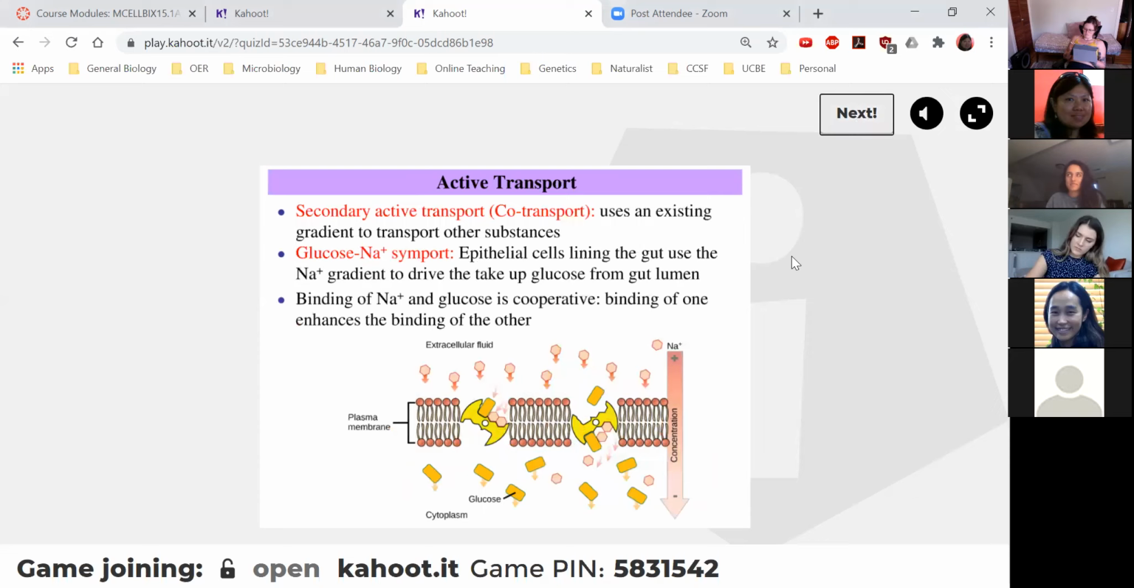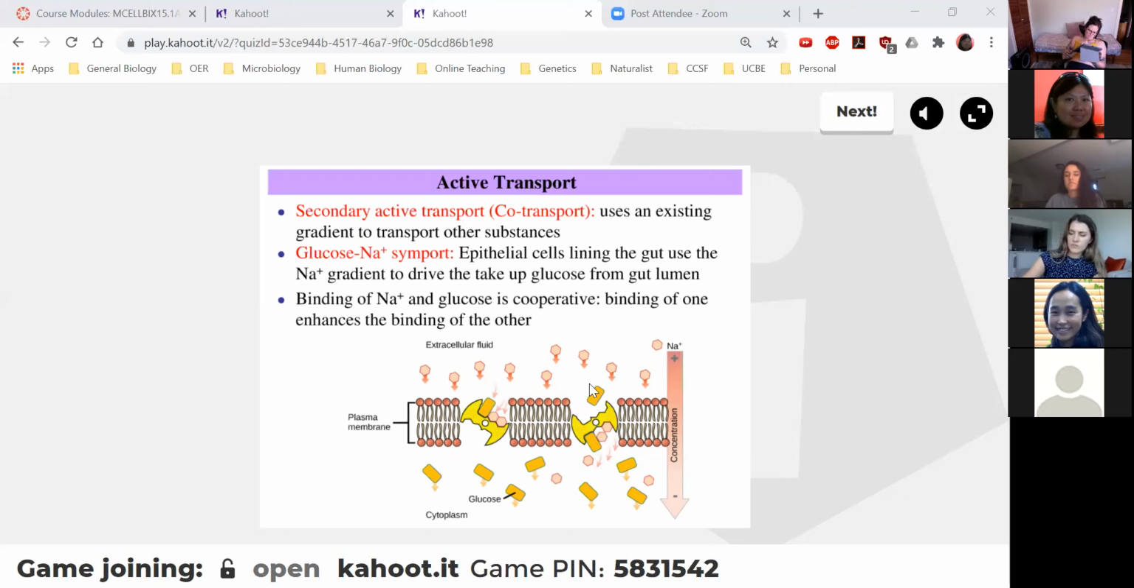Secondary active transport is also called co-transport. Basically, you're not directly using energy from ATP, but you're using another concentration gradient to provide the energy. An example of this is the sodium glucose symport. This transport protein can bind to both glucose and sodium. And remember, there's always a lot more sodium outside the cell than inside, so there's a very steep sodium concentration gradient. This transporter binds the sodium and then the glucose.